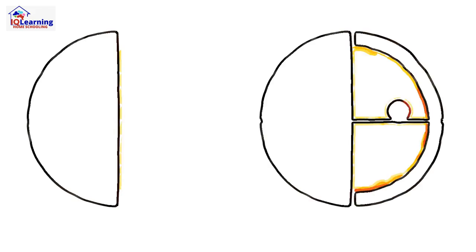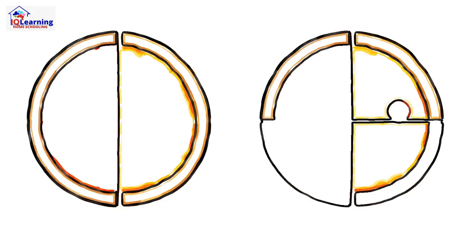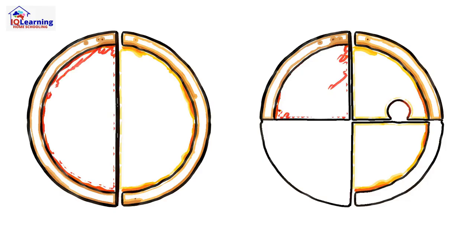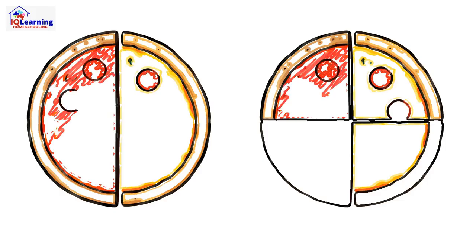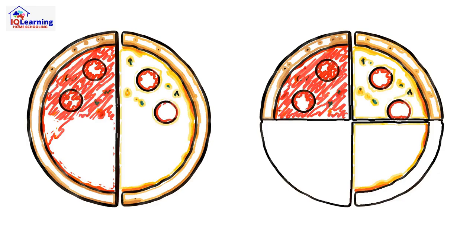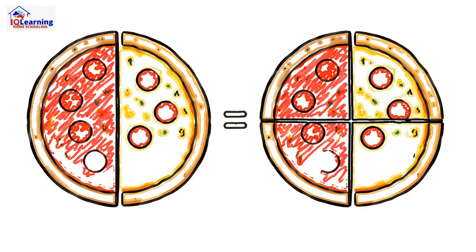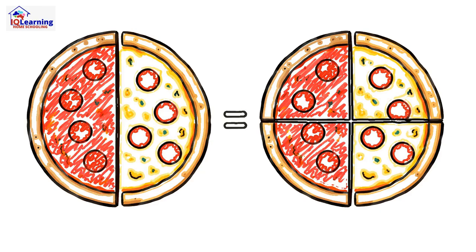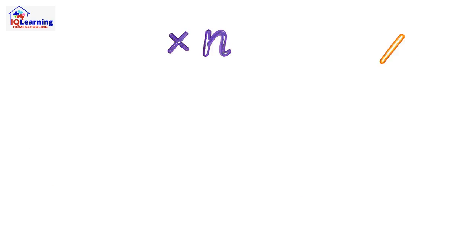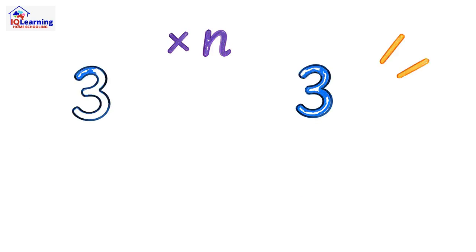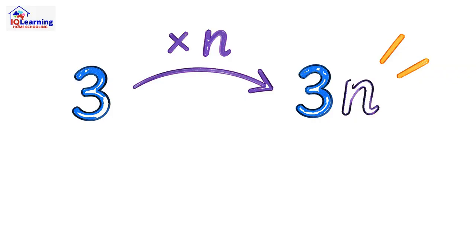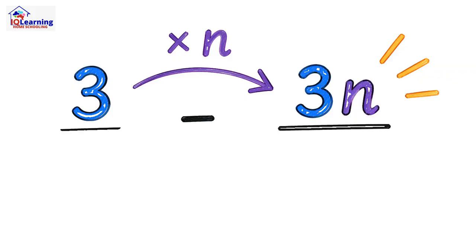Have you ever noticed that half a pizza is the same amount, whether it's cut into 2 big slices or 4 smaller ones? In math, these different outfits for the same value are called equivalent fractions. They represent the same value, just with different sized pieces. The most important principle is the golden rule. Whatever you do to the numerator, you must do exactly the same to the denominator.